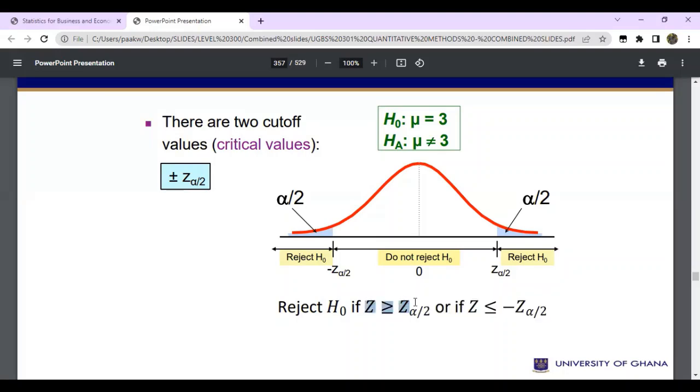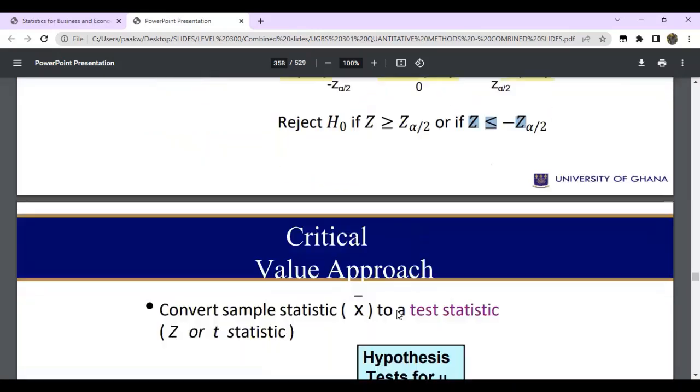This side is talking about the positive side. So if the positive z computed is greater than or equal to the positive z alpha over 2, then reject H0. This side too is talking about the negative aspect. If the z computed is negative, it's less than or equal to negative z critical, and you want to reject. Otherwise, you fail to reject. You get it. So let's move on.